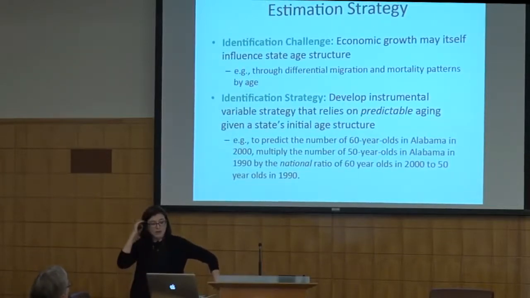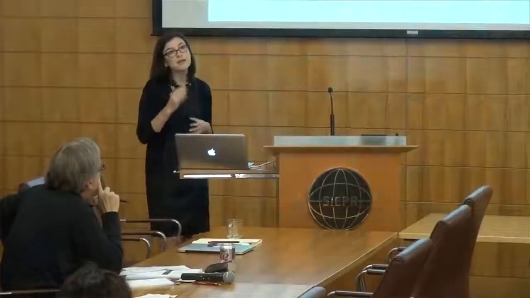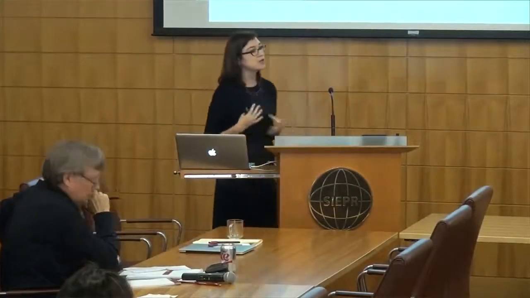So our strategy to deal with this is to find an approach that will shut down these migratory responses, as one example, to changes in GDP. And we're going to develop instead an instrumental variable strategy where we rely on the predictable component of aging in a state that's really arising from the state's initial age structure.